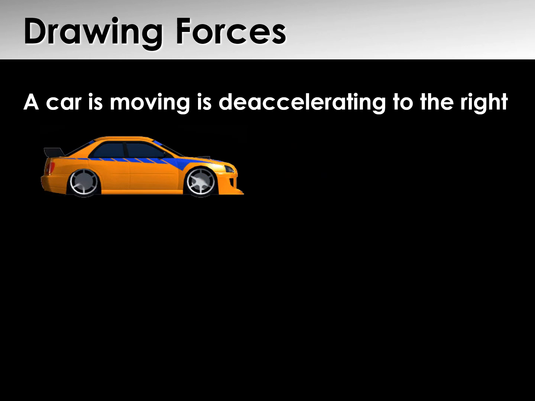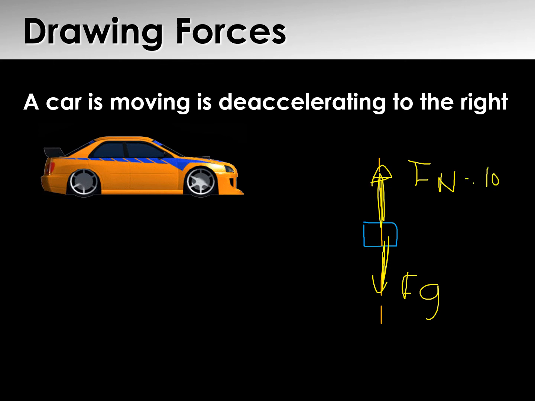Let's try another one. You have again a car, free body diagram, square. Let's consider the forces in Y. It says the car is moving and is decelerating to the right. Nothing about up and down. So you have your gravity force down, your normal force up. Object is not going up or down. So the net force is 0. So the normal force equals the gravity force in this object.